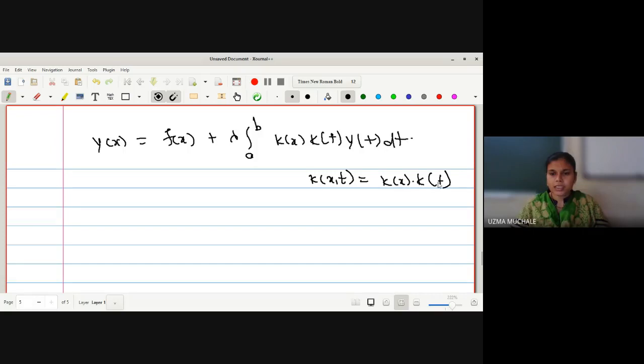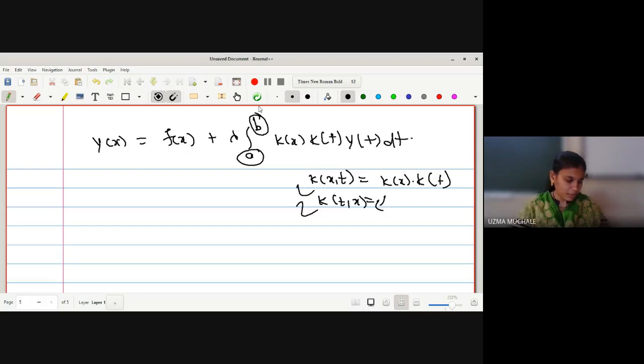Some function in x, some function in t. So what will be k of tx? It is again the same. So here we can say that it is a symmetric kernel. We have to solve it by Hilbert-Schmidt theorem. No doubt you do not know f of x, k of t, but still you have to find out. Still you don't know what the limits of integration a and b are.